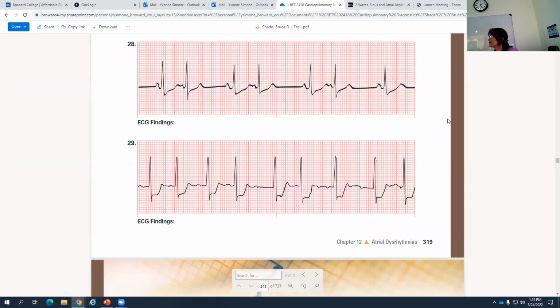Brent, what do you think? You don't know? Okay. Yeah, so irregular rhythm, we don't see P waves. We're looking at atrial fibrillation. So irregular rhythm, we don't see P waves, atrial fibrillation.